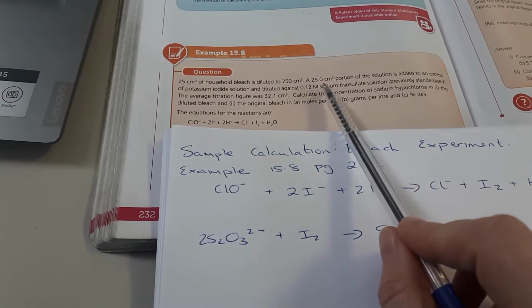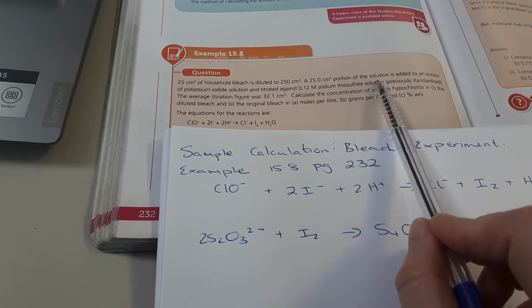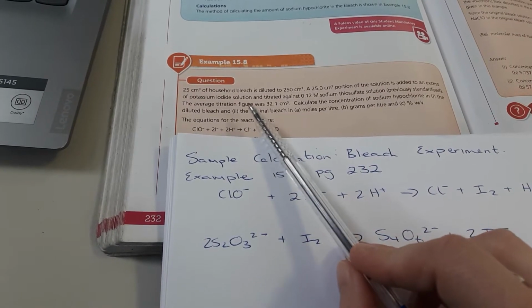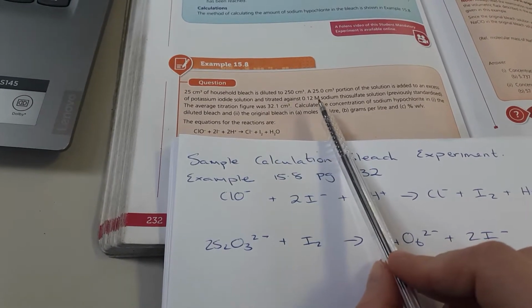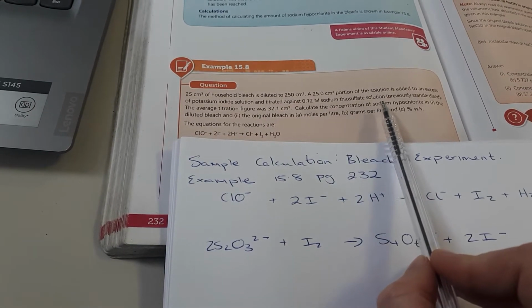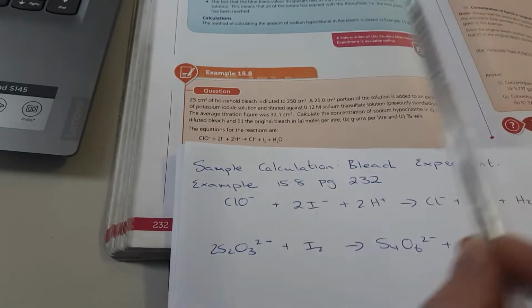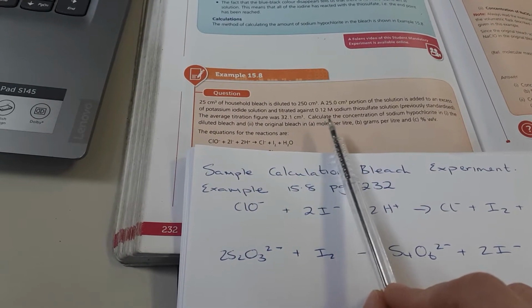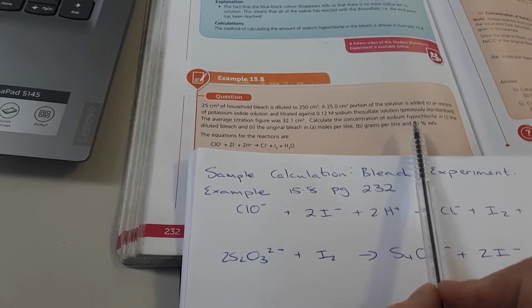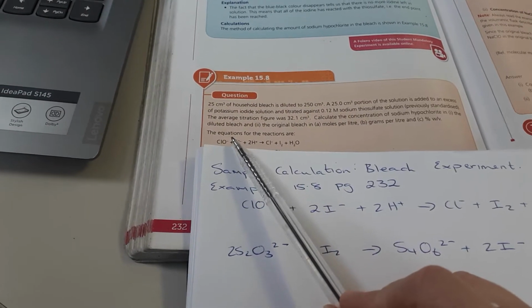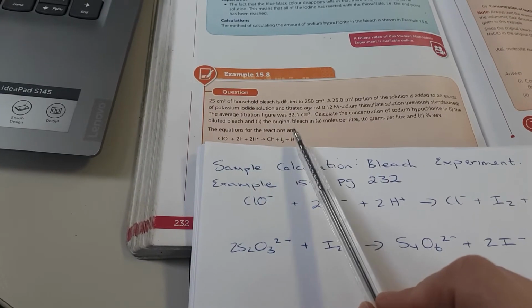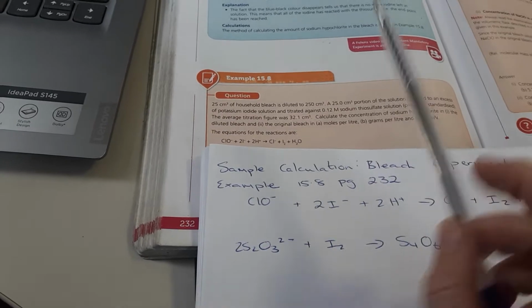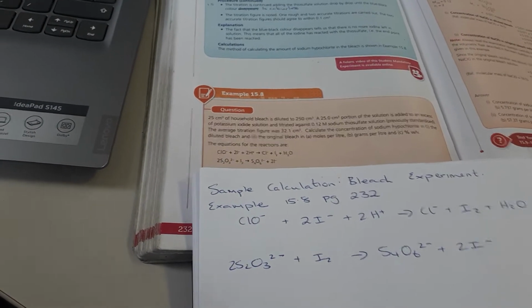I'm told then a 25.0 centimetres cubed of the solution, which is my household bleach solution, is added to an excess of potassium iodide solution and titrated against 0.12 molar sodium thiosulfate solution previously standardised, which we did in the first experiment. The average titration figure was 32.1 centimetres cubed, and we are asked to calculate the percentage sodium hypochlorite in the diluted bleach firstly, and then in the original bleach in moles per litre, grams per litre and percentage weight per volume. We're given the two equations and these are my two equations.